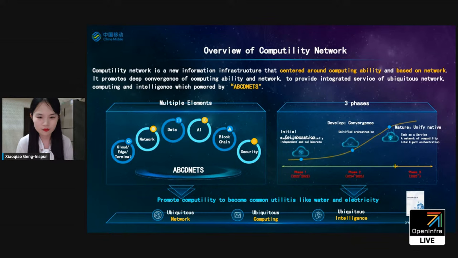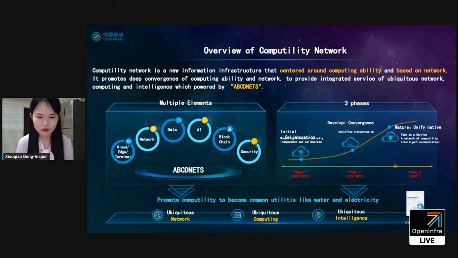Let's look at what a compute utility network is. By looking at these two words, it's obvious that it has two parts, computing ability and network. And we're using these two together with some other technologies like artificial intelligence, blockchain, big data, and security to form this new information infrastructure, which can provide our customers with ubiquitous network, computing, and intelligence. Our goal with the Compute Utility Network is to promote the Compute Utility to become a common utility, just like water and electricity. So as long as our users can get access to the network, they have the ability to use the Compute Utility existing in the whole system.